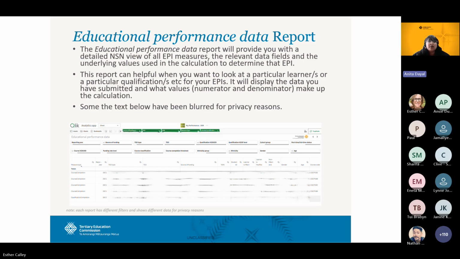The Education Performance Data Report provides detailed NSN level information for all EPI measures. It shows the most granular data you'll be able to see in a table view, and it includes the numerator and denominator for each EPI calculation. This report is the very last report before the data dictionary in the My Performance SDR app.